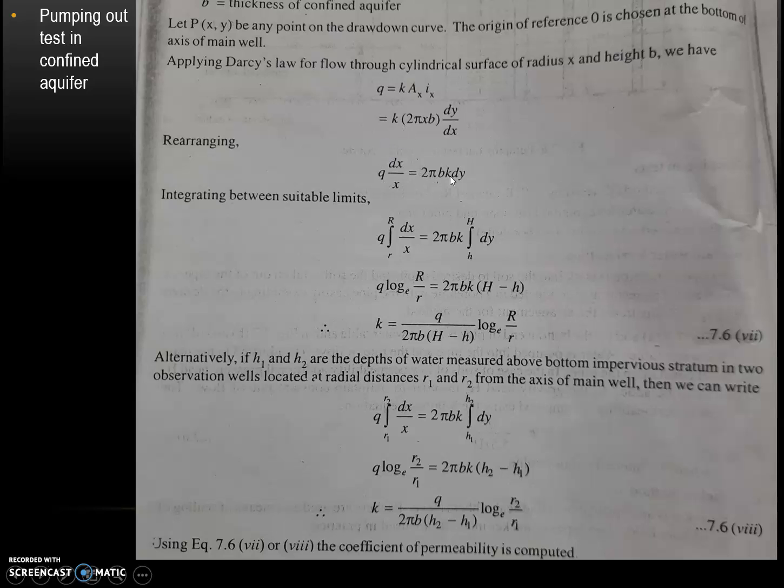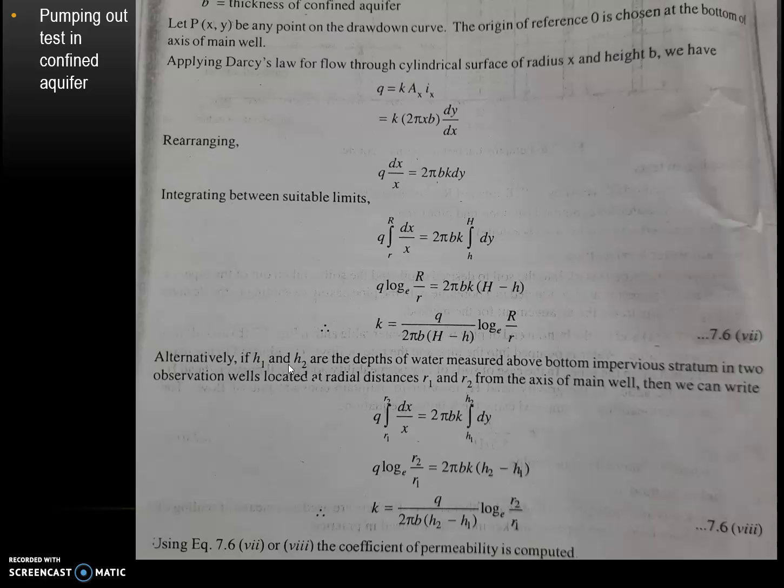Let us integrate on both the sides. So Q into integration of dx by x, which is equal to 2 pi bk into integration of dy. So after we integrate, we get Q log of R by r, which is equal to 2 pi bk into H minus h. And the equation for k will be equal to Q divided by 2 pi b into H minus h into log of R divided by r.